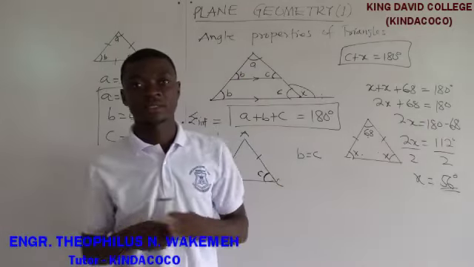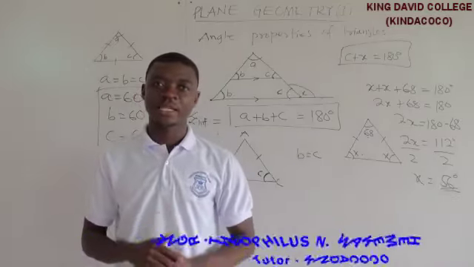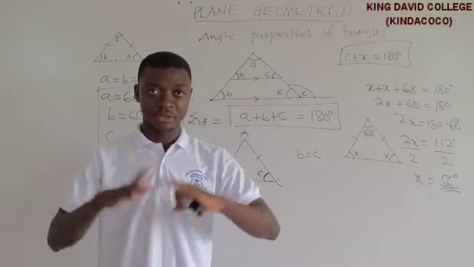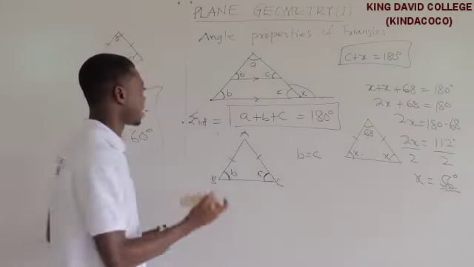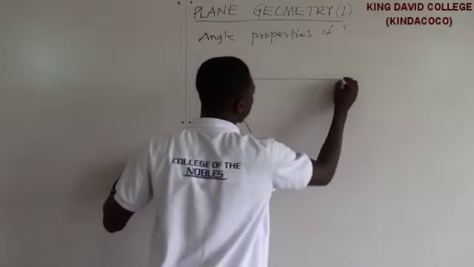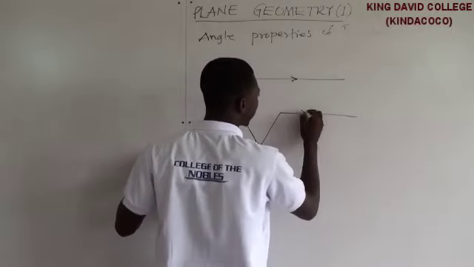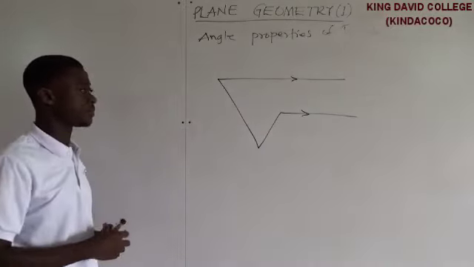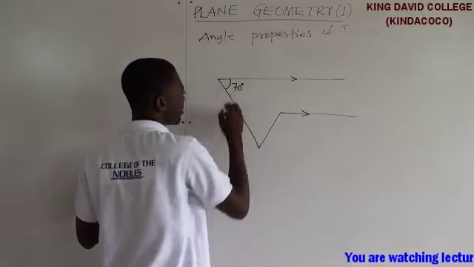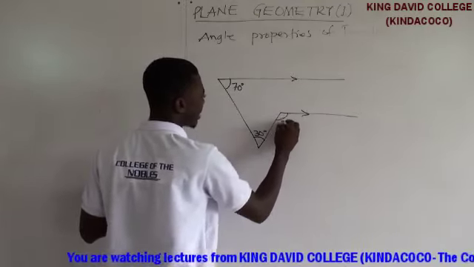Alright. Now let me show you a sample question, and it's going to summarize what I'm saying in totality. So let's look at that sample question. Here we have this question. This has been indicated to be parallel lines. The angle over here is 70 degrees, and that over here is 30 degrees. And this is what we are asked to find, this angle.